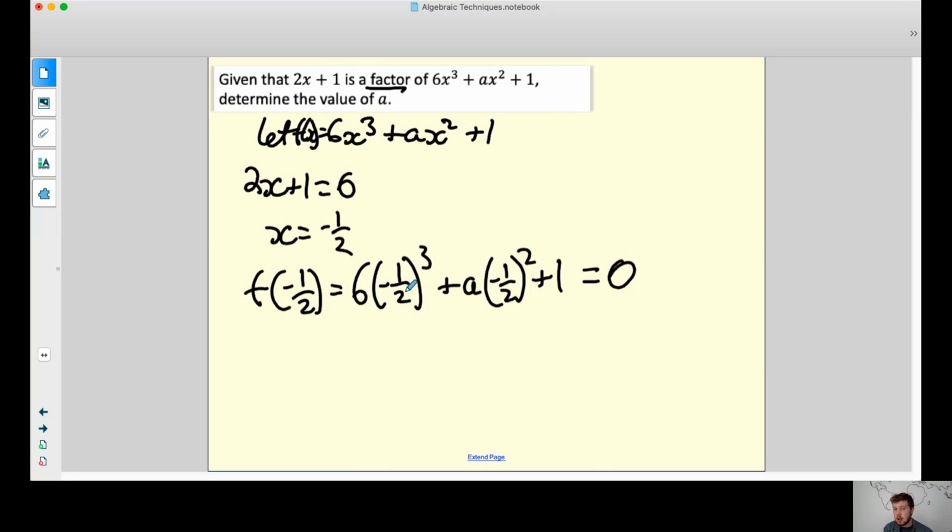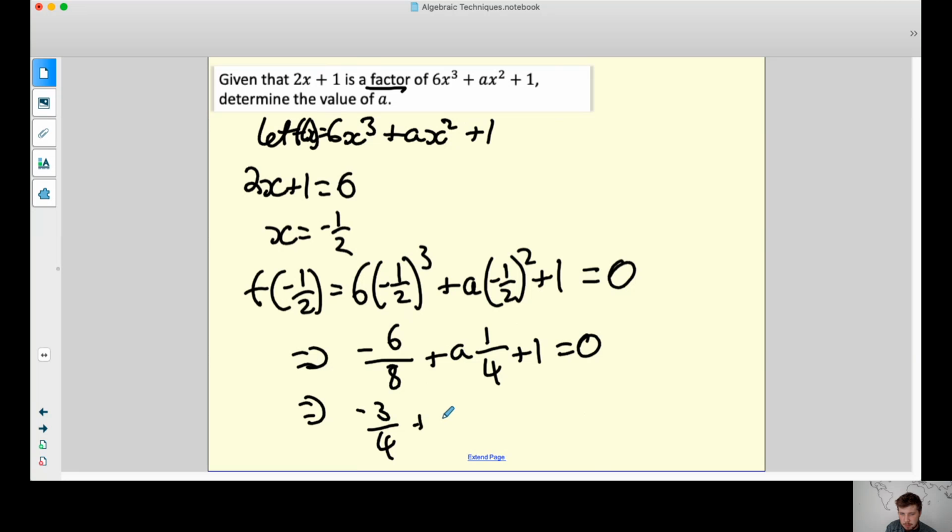Working this out, minus a half cubed, well, it's going to be negative, and it's going to be over 8 because 2 cubed is 8. So this is negative 6 over 8 plus a lots of, well, this is going to be a quarter, plus 1 equals 0. So it's minus 3/4 plus a quarter a plus 1. So I'm just going to write that down. Minus 3/4 plus a lots of, well, a over 4, and I'm going to change this 1 to be 4 over 4 equals 0.